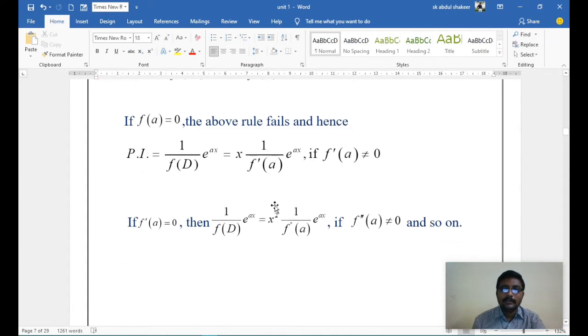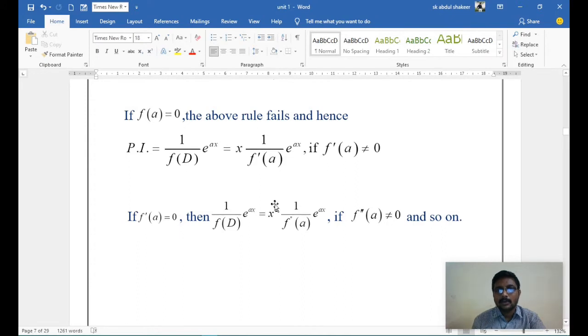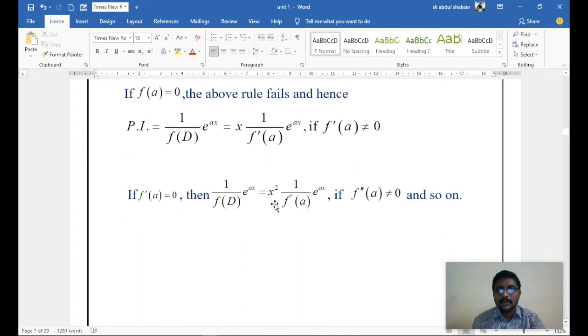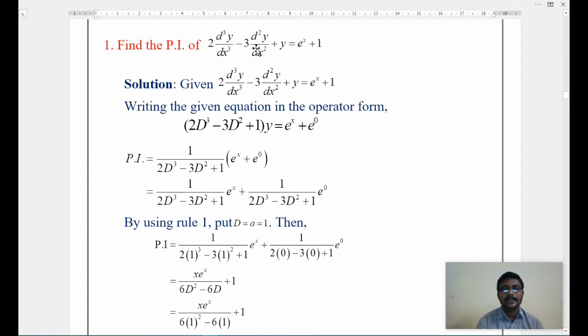Suppose the denominator function is again 0, then we take x square as numerator and differentiate the denominator function, so we get f double dash of D, and we take D equal to a. So the process is continued whenever the denominator is equal to 0 while putting D equal to a, whenever e power ax is there. Whenever e power minus ax is there, put D equal to minus a.